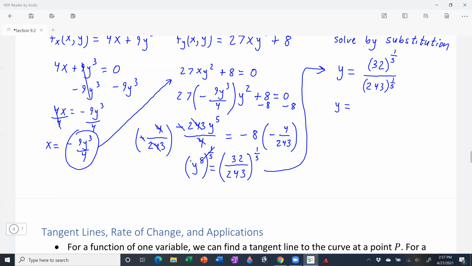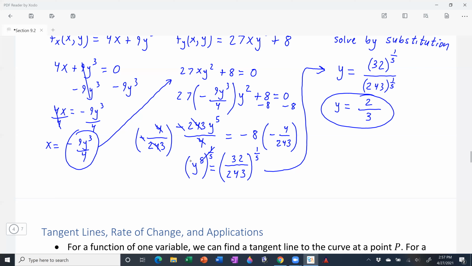Okay, so the 1/5 power of 32. So again, that's the 5th root. So what number times itself 5 times is 32? That's nice, that's a 2. And then the 5th root of 243, that's also a nice one. It's actually 3, because 3 to the 5th power is 243.